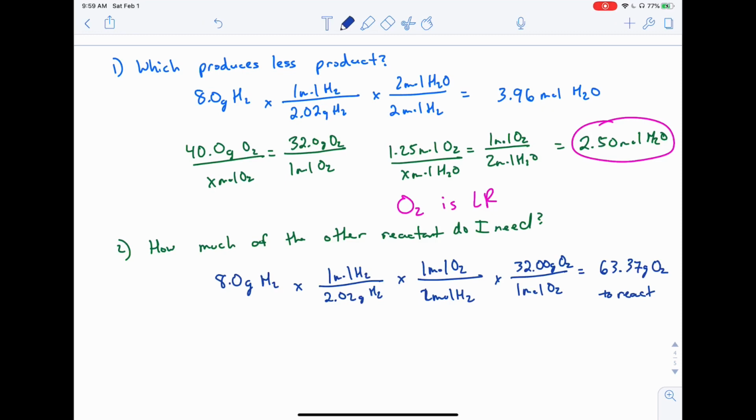So my problem here is that 63.37 grams of O2 is greater than the 40 grams of O2 I have. Therefore, this is my limiting reactant.